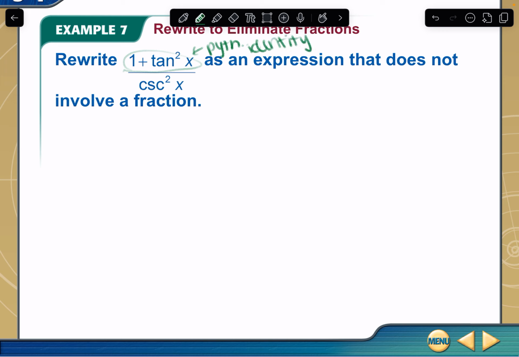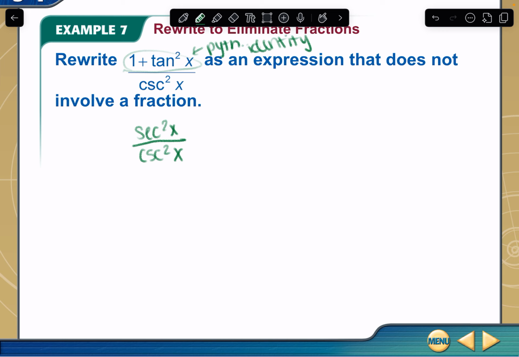So looking at your identities, one of your identities that includes tangent is tangent squared plus 1 equals secant squared. So I have 1 plus tangent. I know it's not written in the exact order. Remember, order of addition doesn't matter. So 1 plus tangent squared is the same thing as tangent squared plus 1. Either way, I'm going to replace the top of this fraction with that identity and write it as secant squared x, and then leave my cosecant x in my denominator.